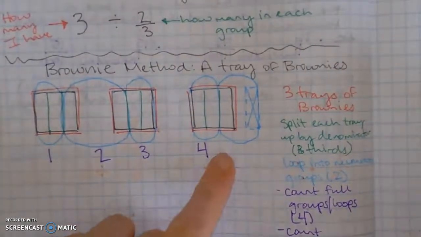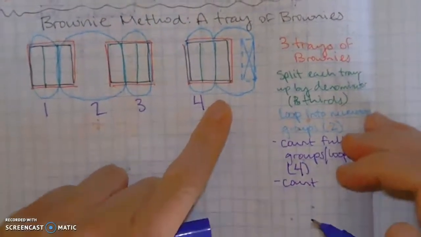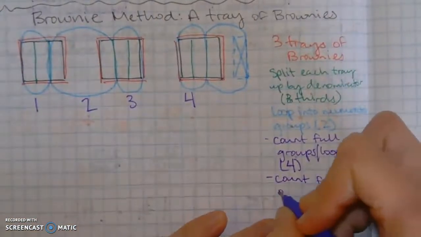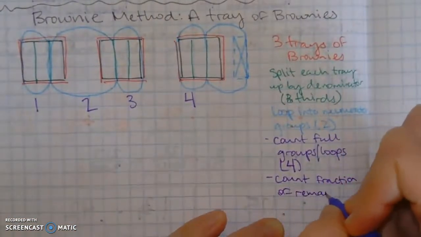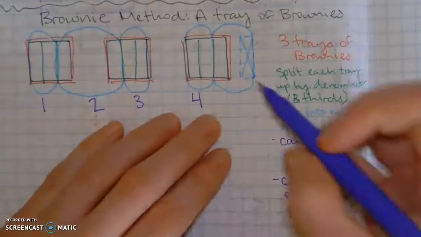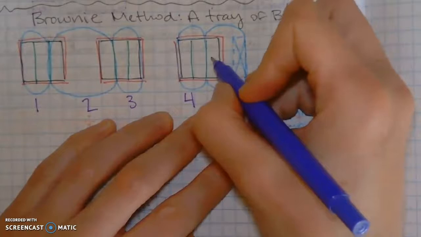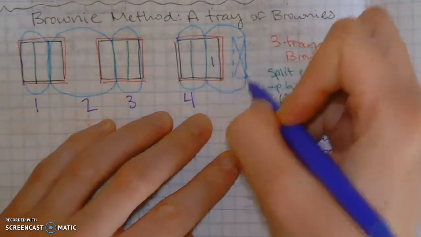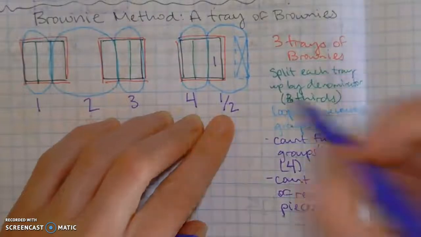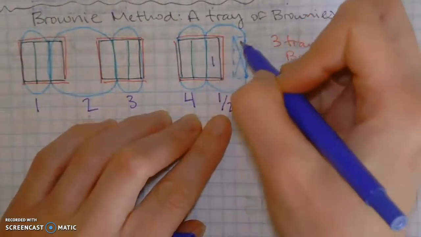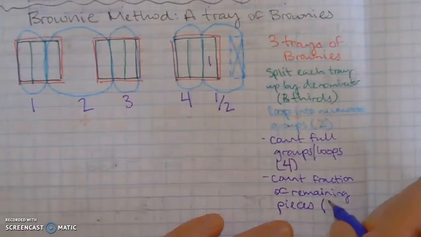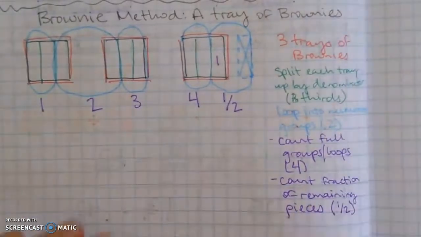Count the fraction of remaining pieces. Okay, so in here I have 1 out of 2 pieces. So that fraction is going to be 1/2 because I only have 1 out of the 2 pieces I would have normally had. Okay, and that is going to be your total.